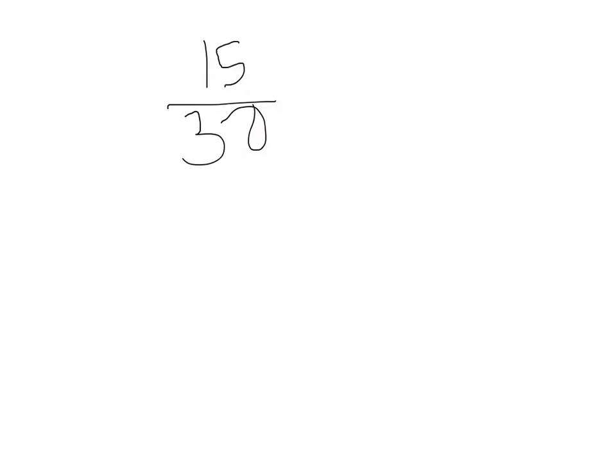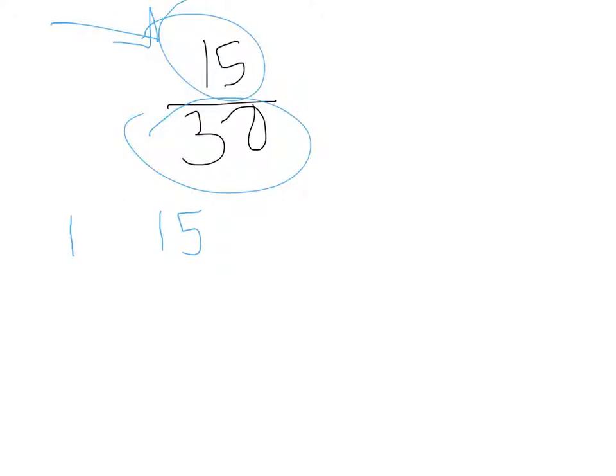Moving on. All right. Find the greatest common factor for the numbers. So let's start with the numerator, then the denominator. So 15 is first, which is the numerator. So it's going to be 1. And then, etc. 30.